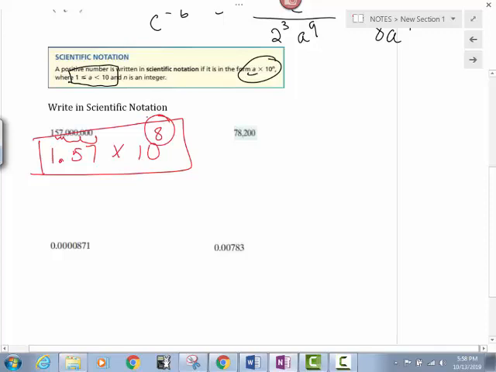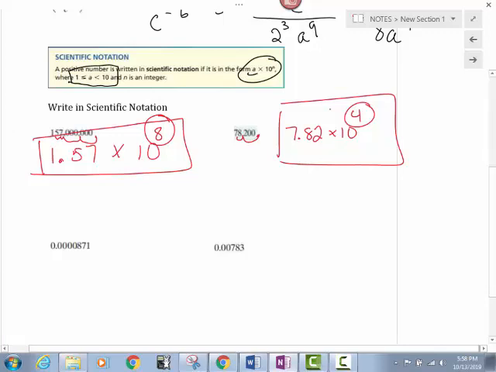Same kind of setup. 78,200. That's also a big number. Again, if I don't see my decimal point, it's understood to be at the end. I'm going to put it between the first two numbers, so 7.82 times 10. All we've got to do is count. Look, that's 3 spaces. One more is 4. Again, because my number is big, my exponent is going to be positive.